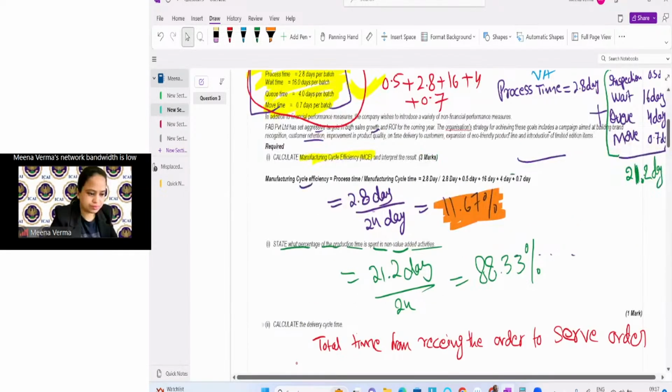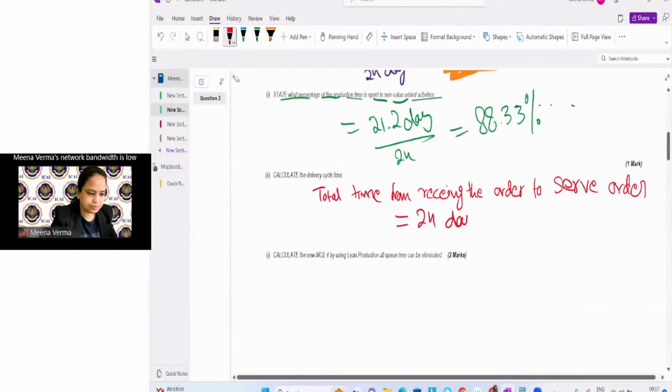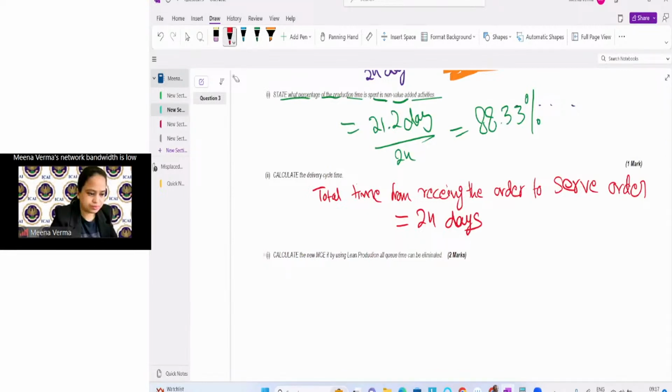Calculate the new manufacturing cycle efficiency. If they use a lean production system, that means the queue time can be eliminated, because we have learned the lean system. If you remember, it was in your chapter 3. Lean means remove all waste, so remove the non-value added activity.